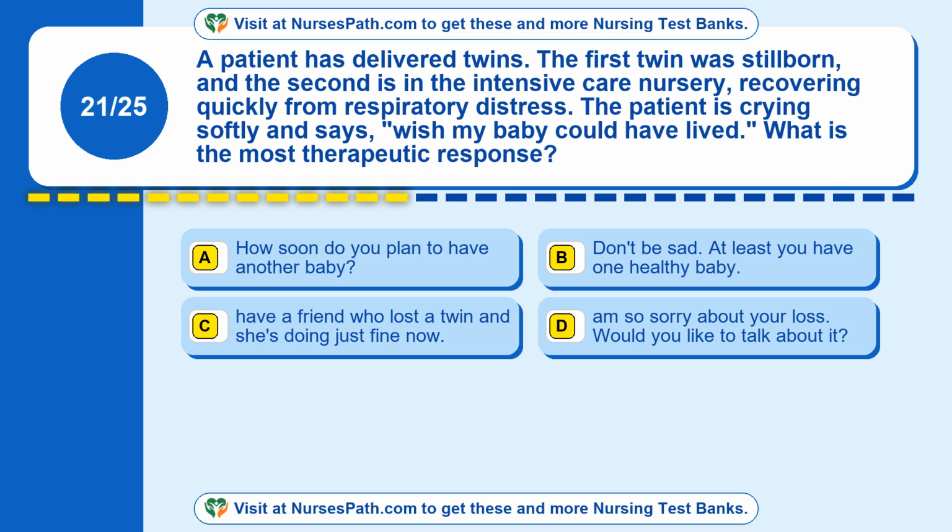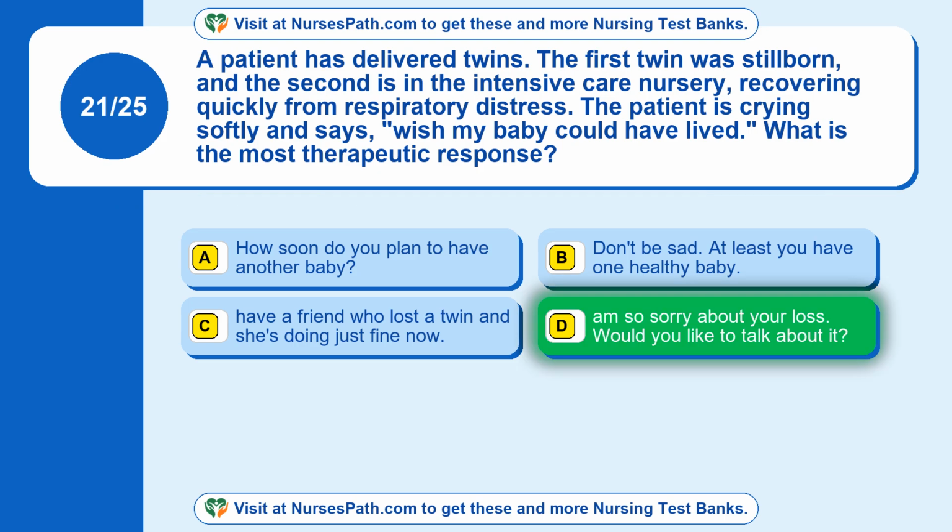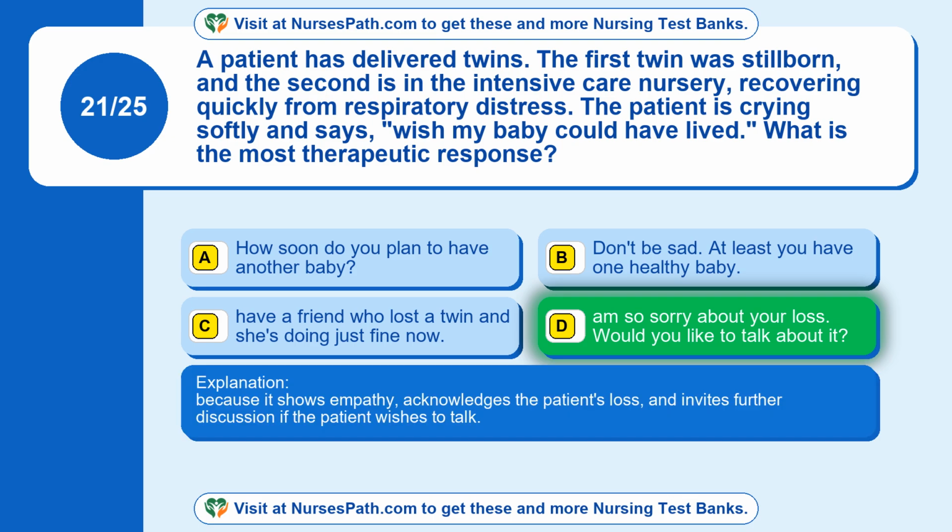Option A. How soon do you plan to have another baby? Option B. Don't be sad. At least you have one healthy baby. Option C. I have a friend who lost a twin and she's doing just fine now. Option D. I'm so sorry about your loss. Would you like to talk about it? The correct answer is option D. Because it shows empathy, acknowledges the patient's loss, and invites further discussion if the patient wishes to talk.